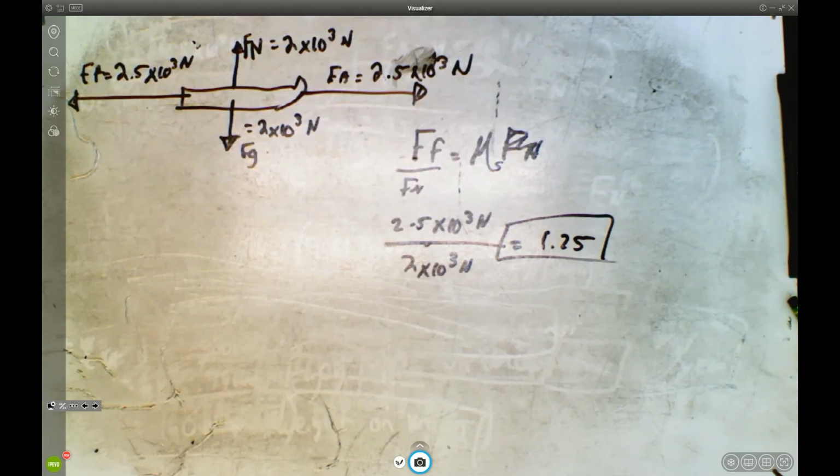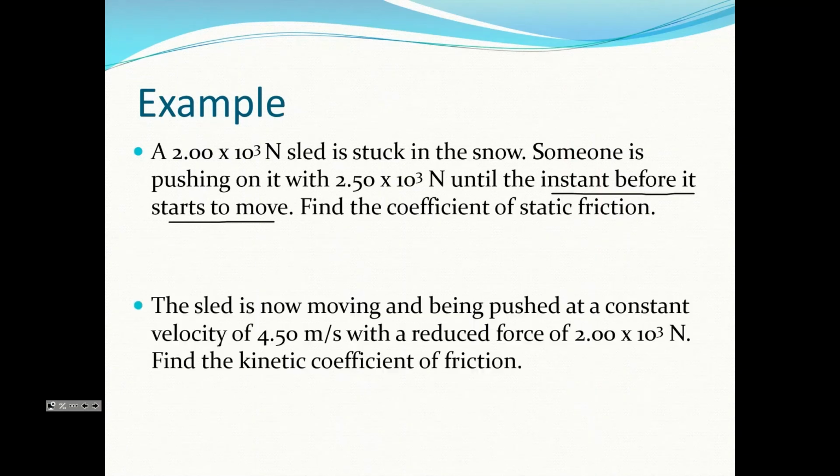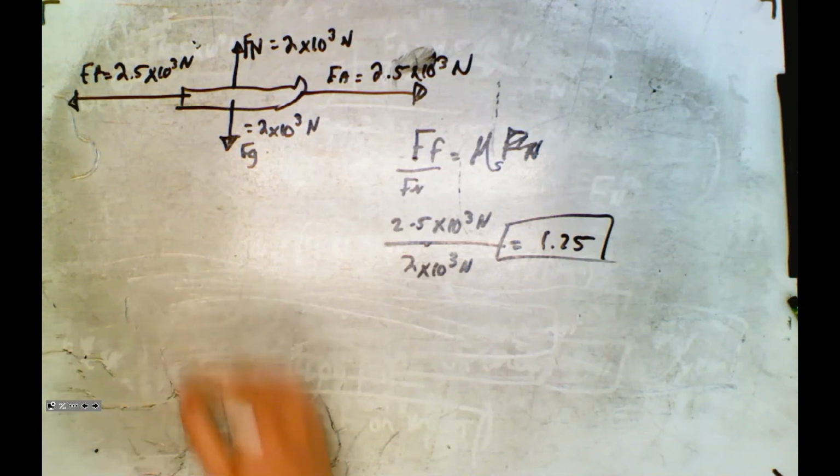So if we want to do the second part of this, the sled is now moving, same sled, is being pushed at a constant velocity of 4.5 meters per second with a reduced force of 2 times 10 to the 3 newtons. So what is the coefficient of kinetic friction? Well, now it's moving. So let's draw a free body diagram for when it's moving.